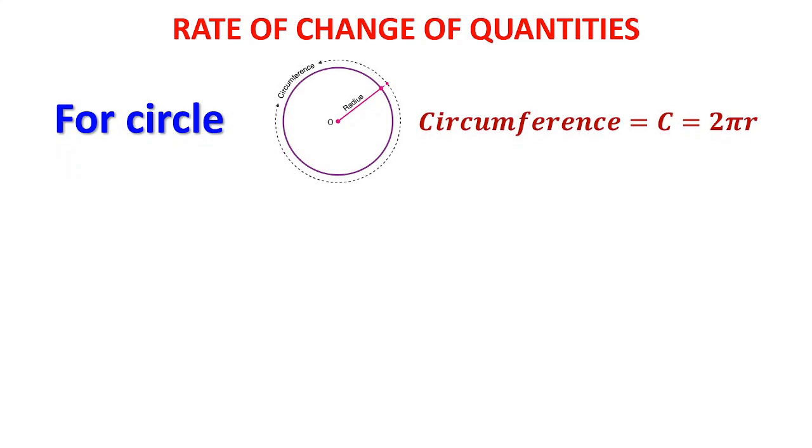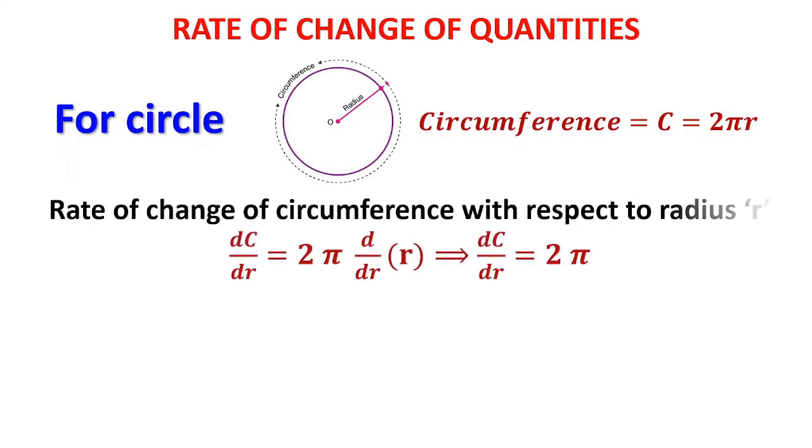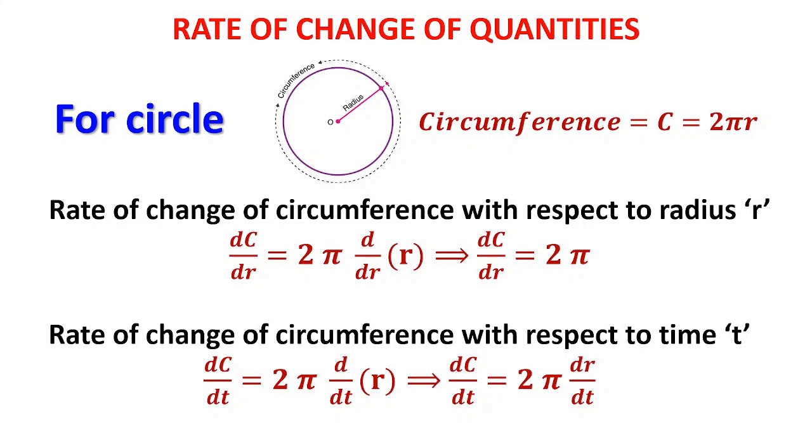Let us discuss the rate of change of quantities of some geometrical figures. First, let us take the circle. For a circle, the circumference is 2 pi r. When you want to find the rate of change of circumference with respect to radius, it is dc by dr. Therefore, the answer is 2 pi. But when you want to find the rate of change of circumference with respect to time, be careful. dc by dt is equal to 2 pi into dr by dt. Both circumference and radius are to be differentiated with respect to t.